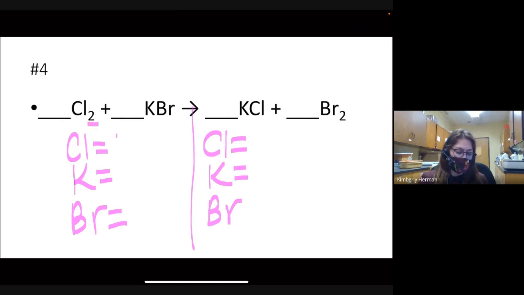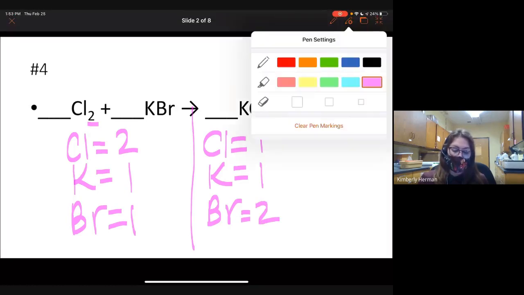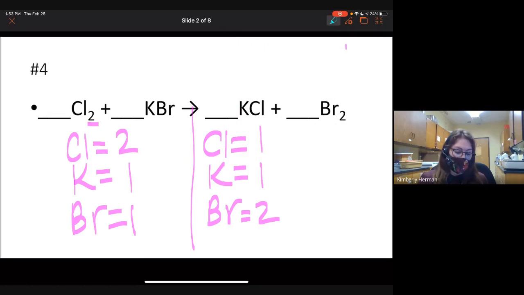So we're going to see Cl has 2, K has 1, and Br has 1 there. Then our Cl is going to have 1 on our product side, K is 1, and Br is equal to 2. So now is where we're going to start to go through and balance for what we have. So we have 2 Cl's on our reactant, and we have 1 Cl on our product. So we find Cl, and we're going to put a 2 there. It not only changes the desired Cl to 2, but it also changes the K to 2 also.